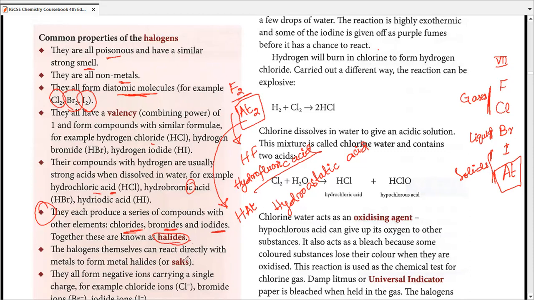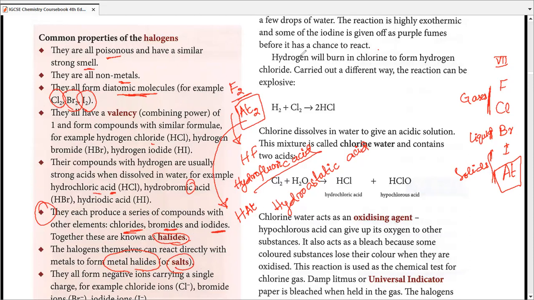All right, good. Let's continue predicting. The halogens themselves can react directly with metals to form metal halides, which means they can form metal fluorides or metal chlorides or metal bromides, and so on. We simply call metal halides salt, right? Sodium chloride, the salt we eat every day, the white table salt, is actually a metal halide. That's why we simply call it a salt. Why? Because sodium is a metal and chloride is a halide.